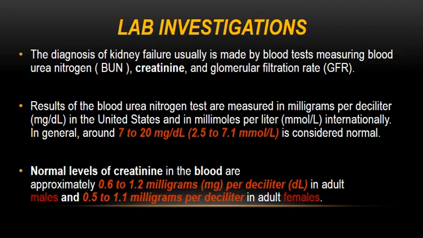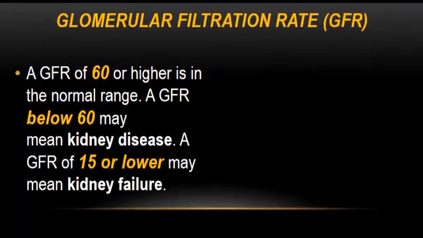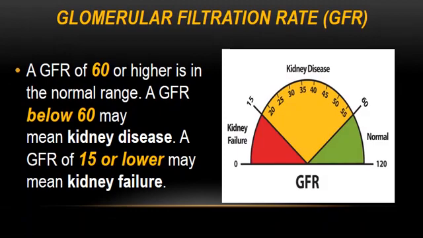The normal levels of creatinine in the blood differ from male to female. It's 0.6 to 1.2 milligrams per deciliter in an adult male and 0.5 to 1.1 milligrams per deciliter in adult females. For the GFR or glomerular filtration rate, a range of 60 or higher is a normal range. A GFR below 60 is considered kidney disease, like the yellow color in the figure, and a GFR of 15 or lower may denote kidney failure.